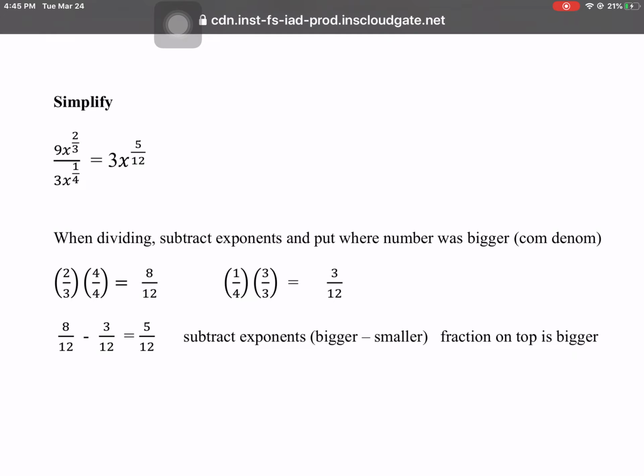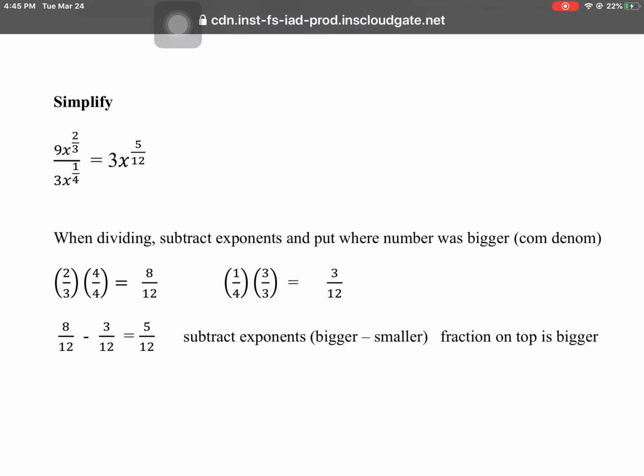When you're dividing fractions, remember you think about which power was bigger, the one on top or the one on bottom. So let's get a common denominator. We have a denominator of 3 and a denominator of 4. So that means the common denominator is 12. So we're going to do 2 over 3 times 4 over 4 so that we get a common denominator. 2 times 4 is 8. 3 times 4 is 12.